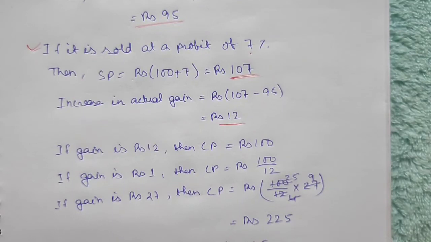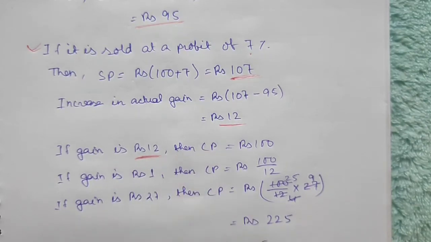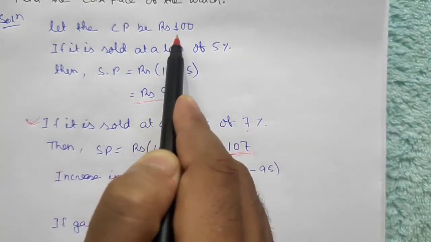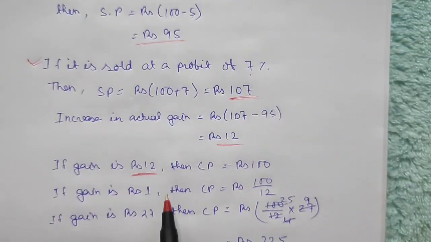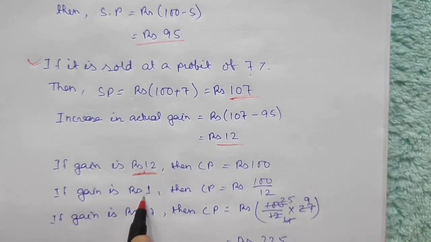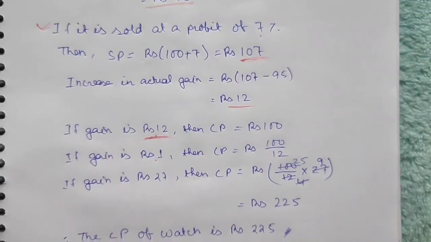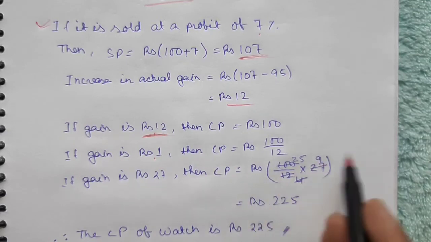Okay, so now we can write, if gain is rupees 12, then cost price is 100. When we have considered our cost price is 100, mind it, we have gained rupees 12, isn't it? So now if gain is rupees 1, then cost price will be what? 100 by 12, isn't it? This is the unitary method. Now if gain is rupees 27, then cost price will be 100 by 12 into 27. So here we have cancelled.